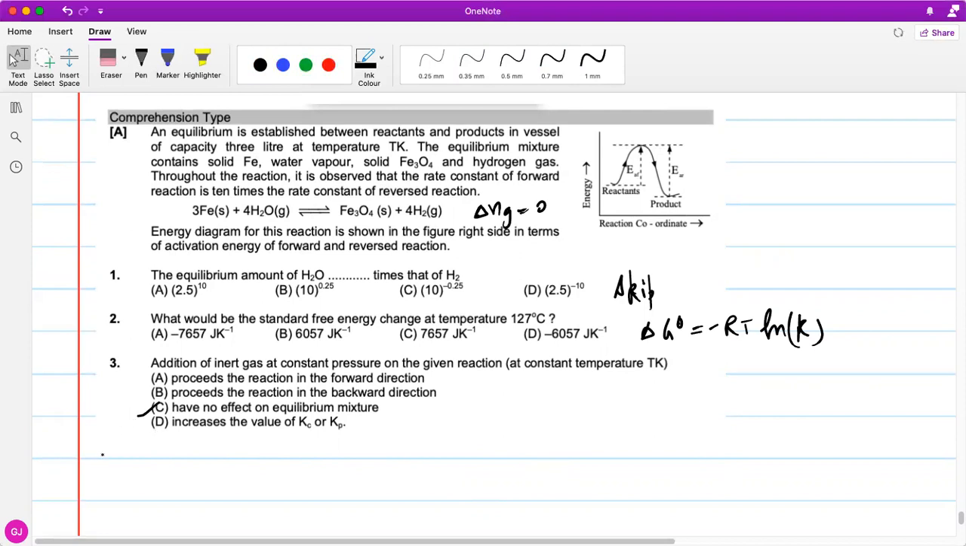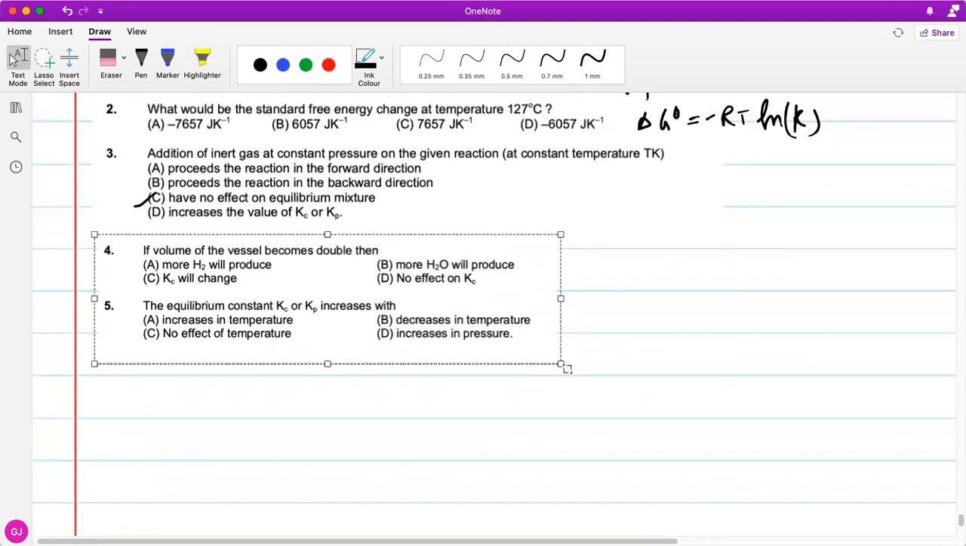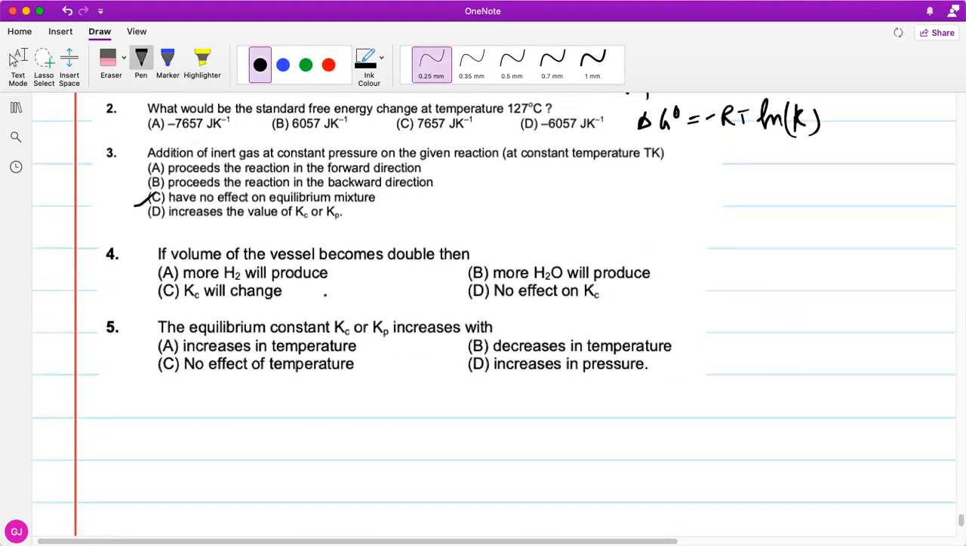The fourth and the fifth question, right? They are about if the volume of the vessel becomes double, right? Again, no effect on Kc, right? Because it depends on temperature, and there is no shift, right? No shift of equilibrium as well. So you will reject A and B option also.